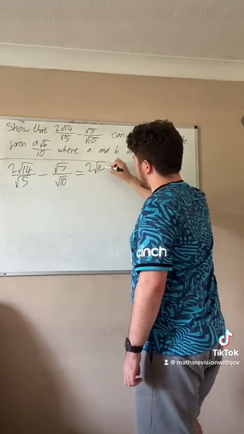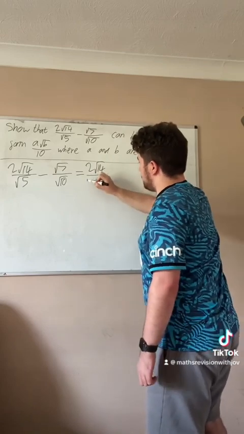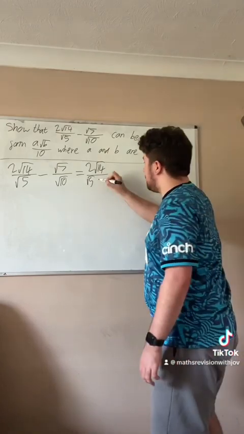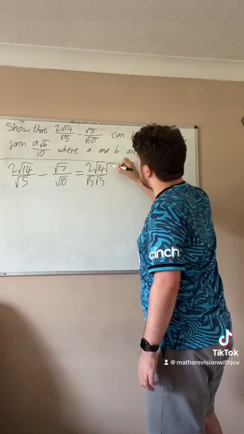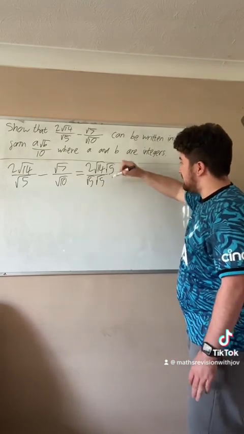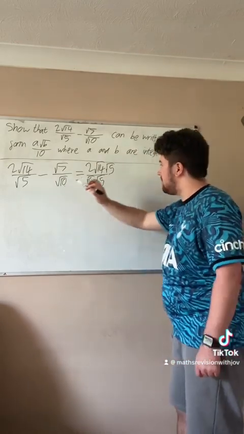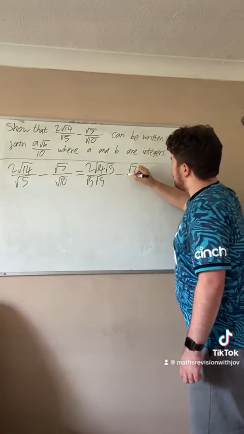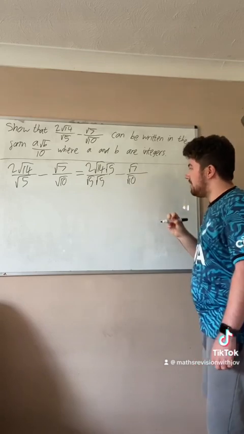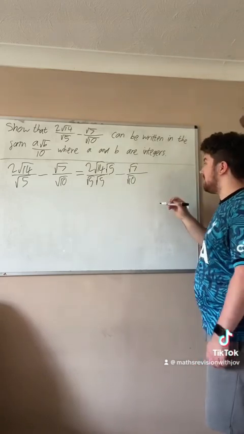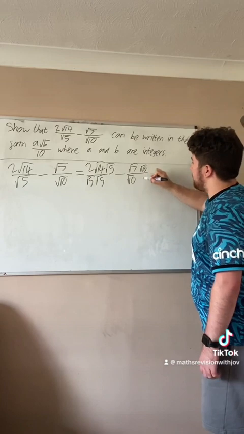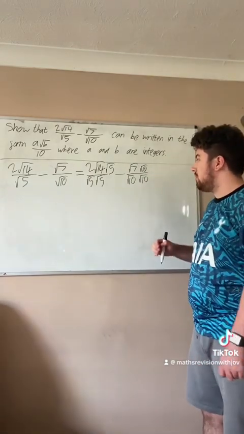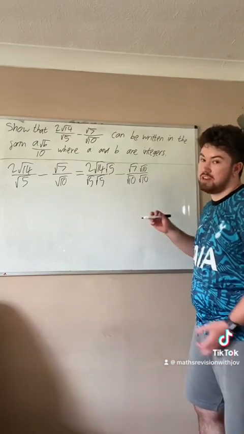So we take the 2 times the square root of 14 divided by the square root of 5, and we can multiply the top and bottom of this fraction by the square root of 5. And so that is the same as this first term we have over here. Now we can do the same on the other term. We've got the square root of 7 divided by the square root of 10, and we can multiply the top and bottom of this fraction by the square root of 10, as we have here.